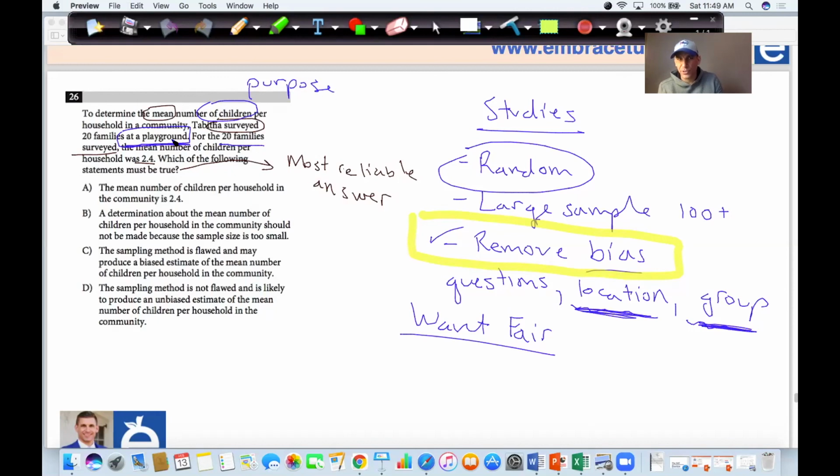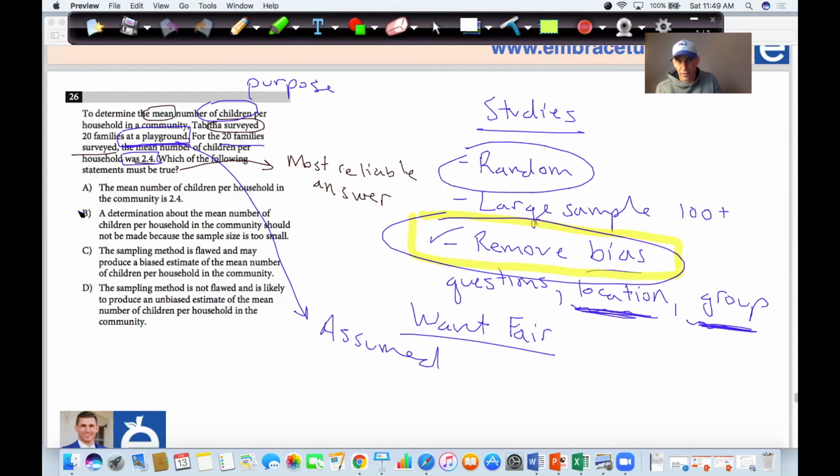And notice where she went. She went to a playground. It's assumed in this case that if they're at a playground, they probably have kids. That's the assumption, right? If they're at a playground, they most likely will have children in order to enjoy the playground. So for 20 families surveyed, the mean number of children per household was 2.4. Well, this number is probably true, but her data collection makes the study invalid simply because of who she asked and where she asked it.